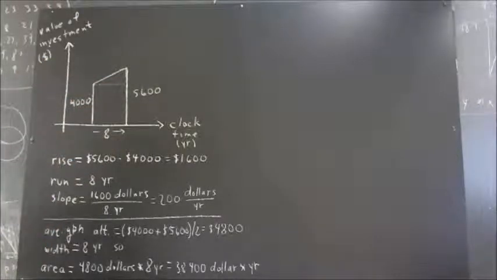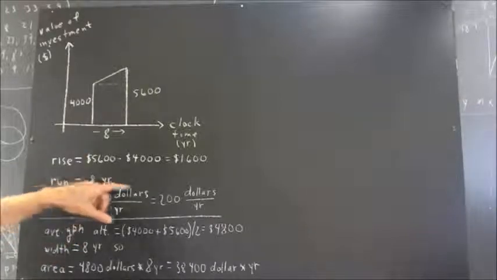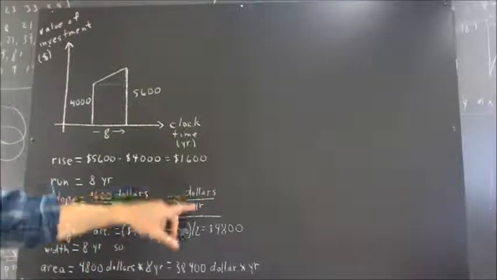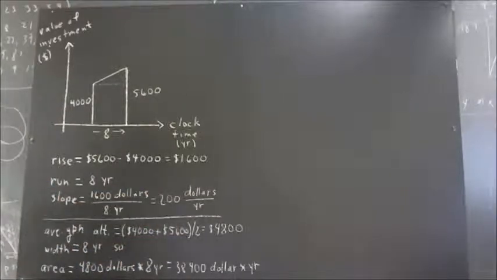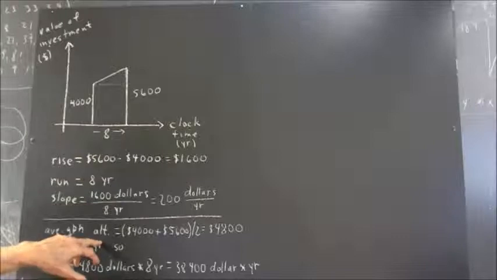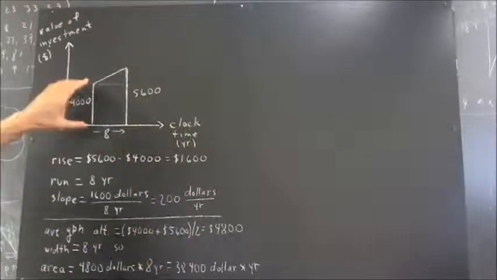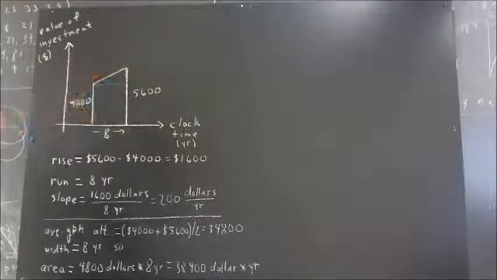Rise being the change here, run being the width. Okay, the slope then is rise divided by run, $1,600 over 8 years, and that comes out in a very straightforward manner to $200 per year. Okay, well, now let's calculate the area. Very straightforward again. The average graph altitude: we add the two altitudes, divide by 2, and we get $4,800.